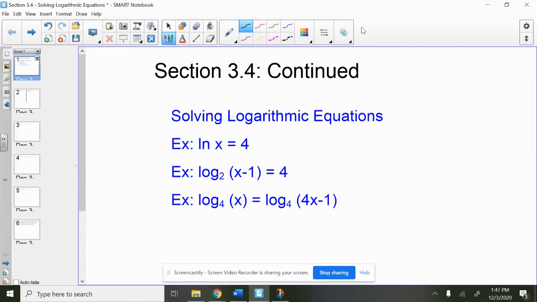All right, we're going to continue with section 3.4. This time we're going to talk about logarithmic equations. So last video we talked about exponentials where our exponents were the variables. Here we can clearly see we've got logarithms. And so we've got a couple different problems.